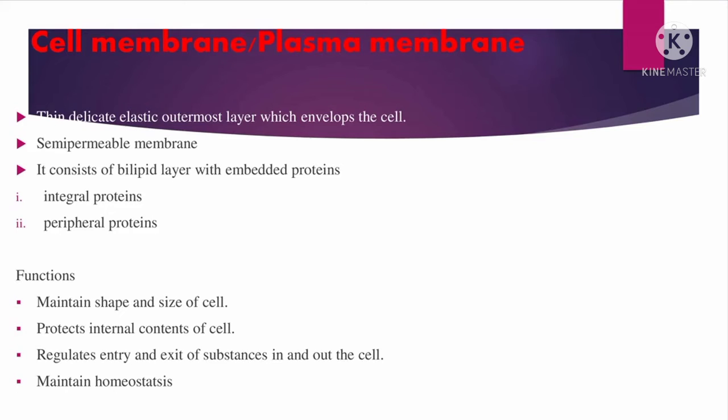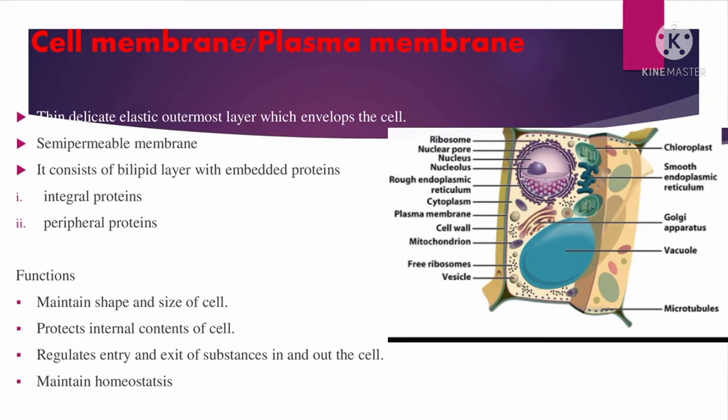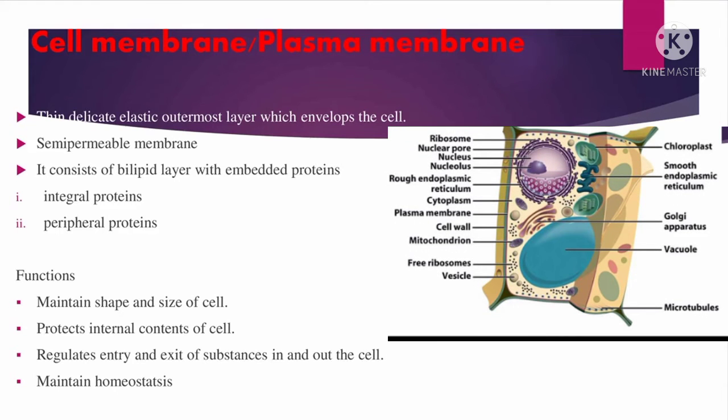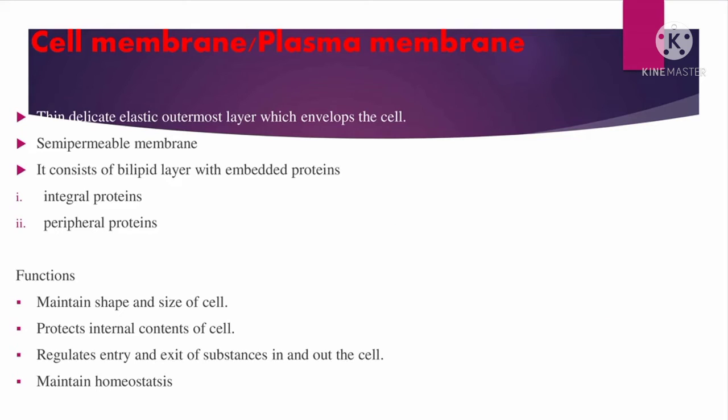Let us look at the outer covering of the cell, that is the cell membrane or plasma membrane. It is a thin, delicate, elastic outermost layer which covers the cell. It gives protection as well as shape. The plasma membrane is also known as a semi-permeable membrane since it regulates the entry and exit of selected substances in and out of the cell.